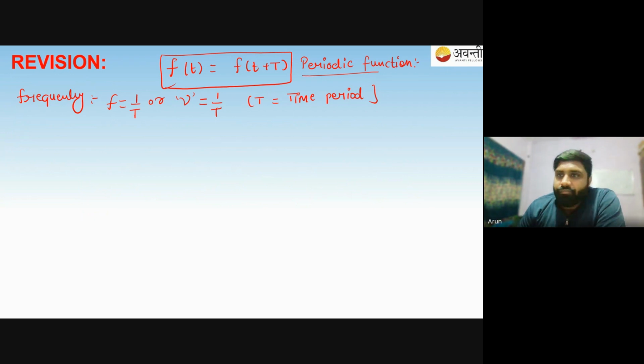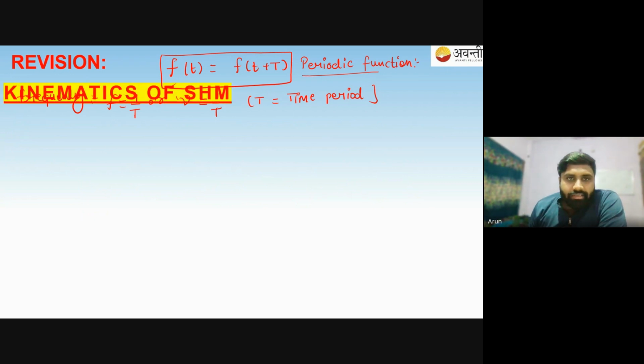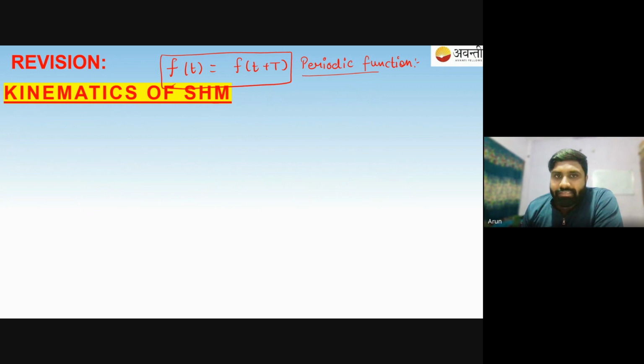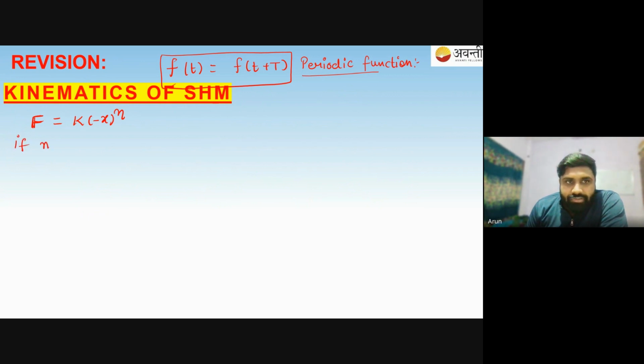After that, what have we learned? We have learned about the kinematics of SHM, how the SHM is derived, so we are going to revise that here. For that, we take the general equation for oscillatory motion. This is the force equation of oscillatory motion. If n is equal to 1, then F is equal to minus kx, and this force equation executes simple harmonic motion, when the value of n is 1.